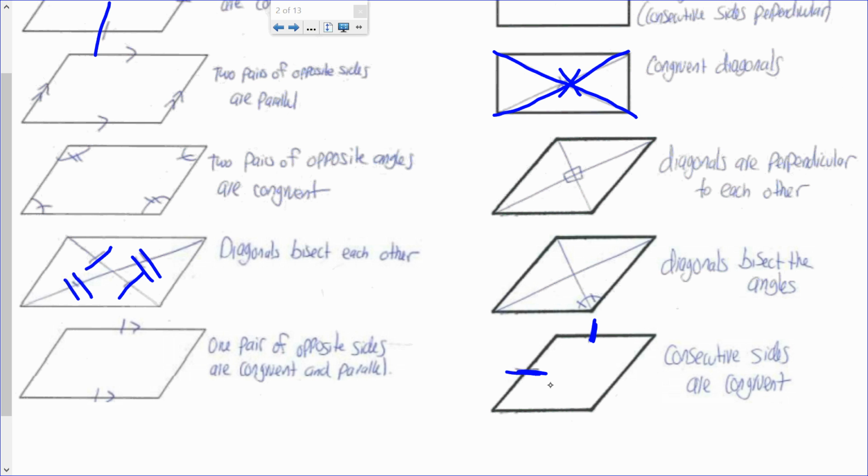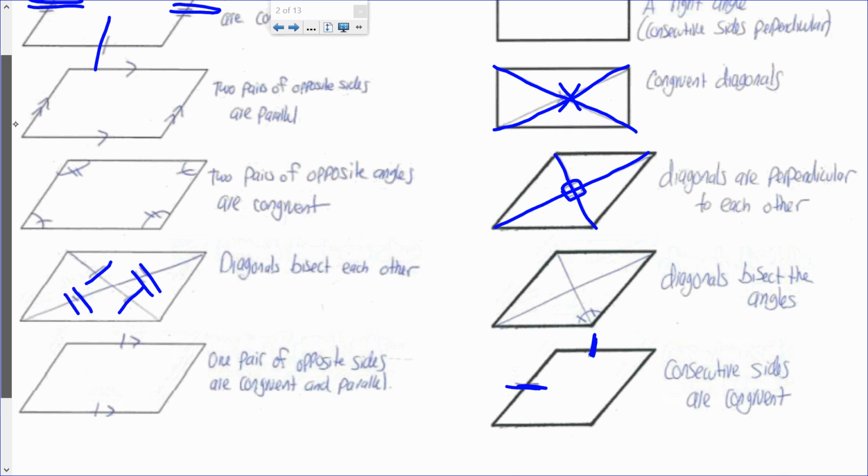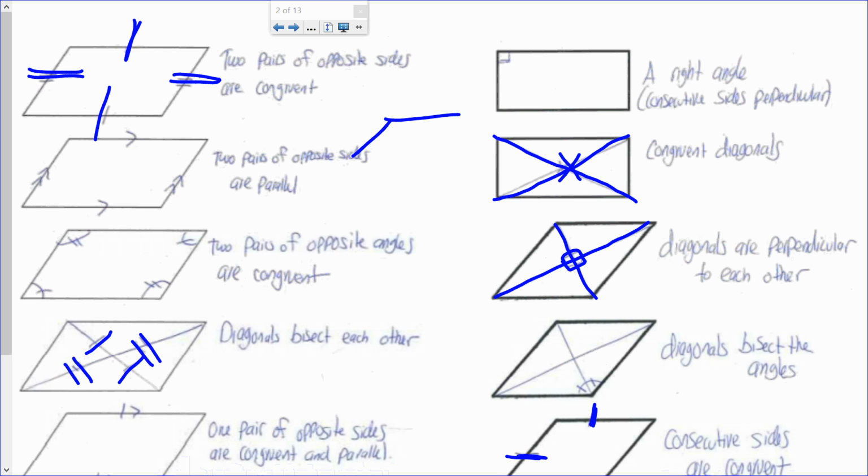And something else that's going to come up in this lesson is this property. Diagonals are perpendicular to each other in a rhombus and a square. So these are the properties that are going to come up today. I think we're also going to talk about the isosceles trapezoid. In the isosceles trapezoid, we have congruent legs, and we also have congruent diagonals. So those properties are going to come up as well.